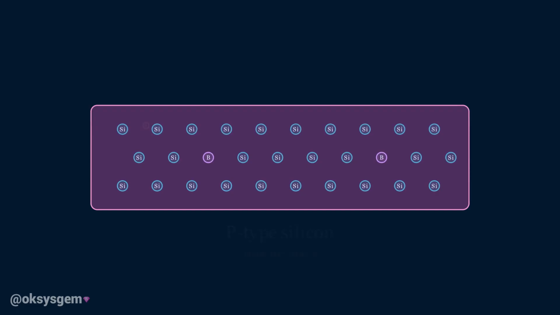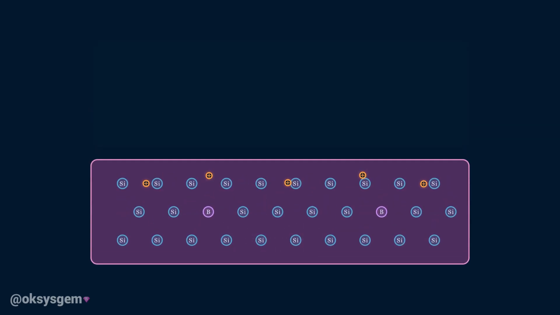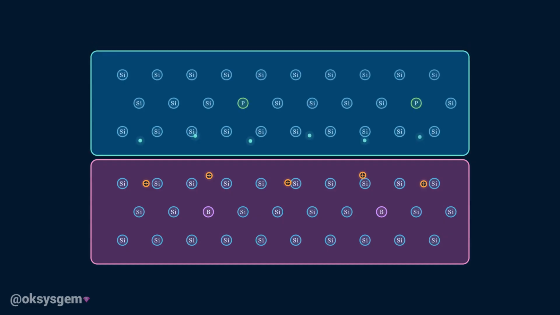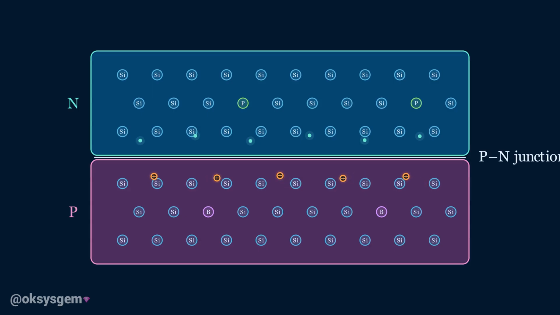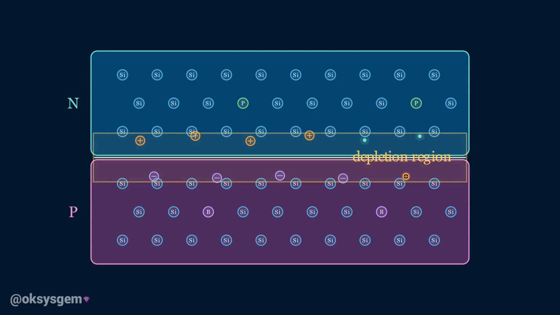The most important part of a solar cell is created when the N-type and p-type layers are placed together. The boundary between them is called the p-n junction. Near this boundary, some of the free electrons from the N-type side move into holes on the p-type side. As electrons cross the boundary, they leave behind positively charged atoms in the N-type layer. At the same time, the p-type layer gains negatively charged atoms. This creates a region around the junction where mobile charges have largely canceled each other out. It is called the depletion region.